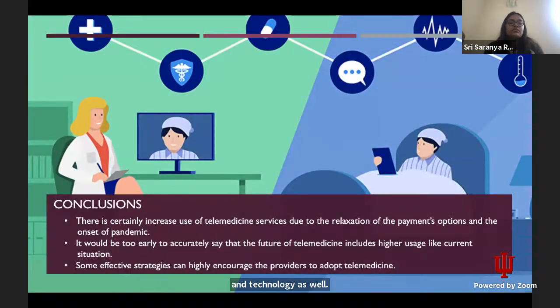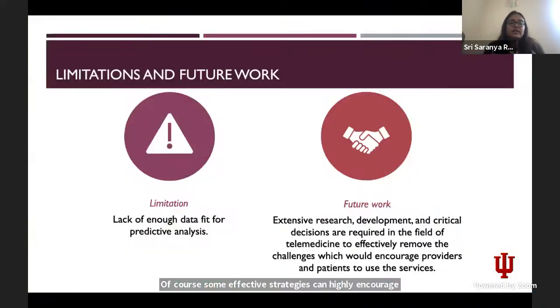So thus it can be concluded that there is certainly increased use of telemedicine services due to relaxation of payment options and the onset of the pandemic. It can be certainly said that there can be a slight increase in the use of telemedicine, but it would be too early to accurately say that the future of telemedicine includes higher usage like the current scenario. Of course, some effective strategies can highly encourage the providers to adopt telemedicine and provide care.